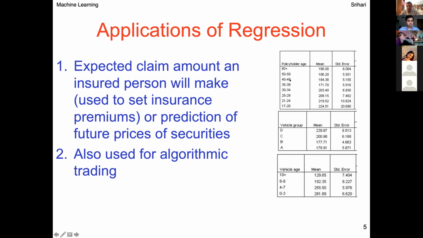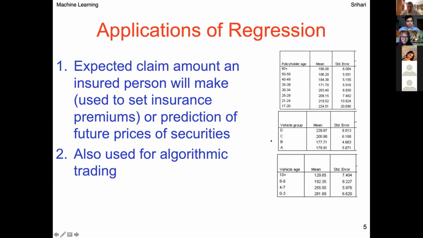so the premium is going to depend on the policyholder age. It also is going to depend on the vehicle group. A, B, C, D are 4 groups of vehicles. Maybe like expensive vehicles are D, and a cheap vehicle is A, right? So it's $178 to $239.